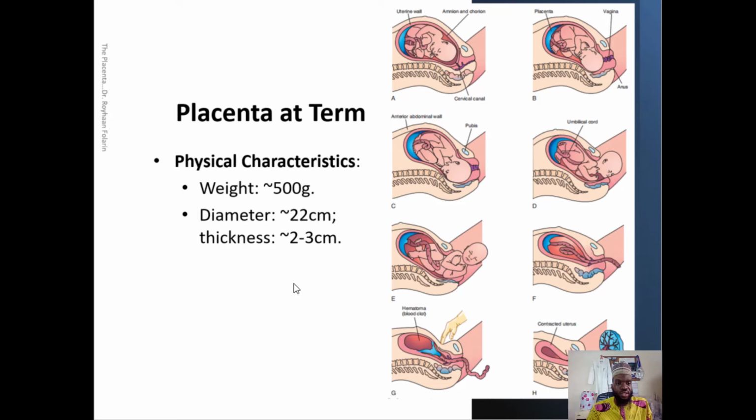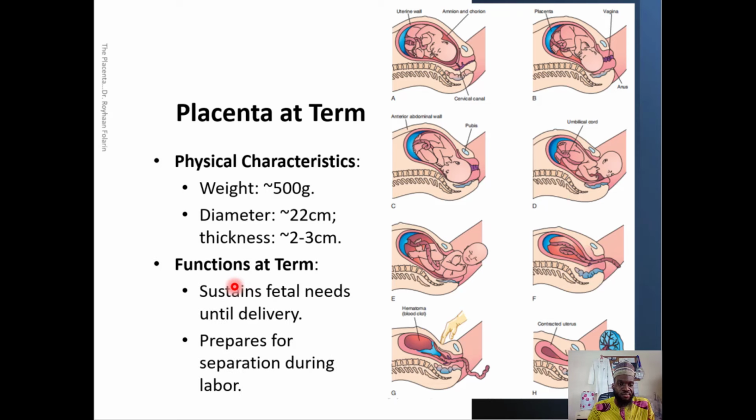So yeah, the functions that the placenta performs are not limited to gestational age. It also functions at term by sustaining the fetal needs until delivery. And it also prepares for separation during labor. That's a very interesting process. So that's why I have brought this illustration of parturition, or childbirth.